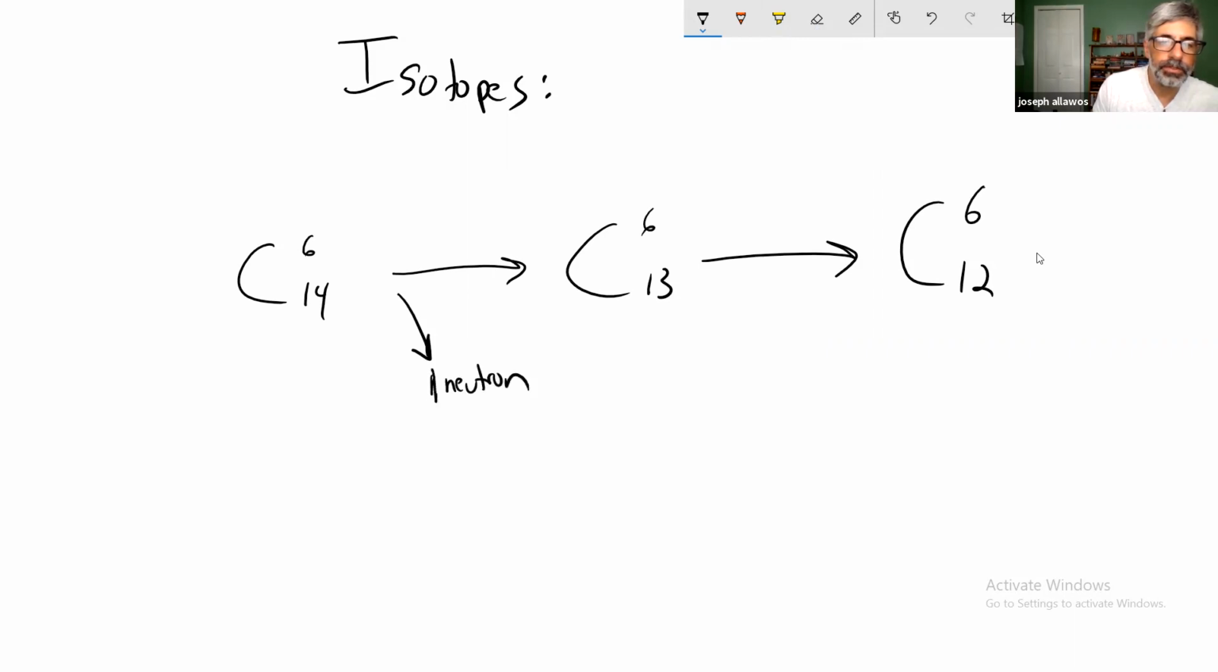Right? So over time, this is time here, okay? And so over time, this C14 will get rid of a neutron, and then a little bit later, it'll get rid of another neutron, and it'll become C12. This is called the decay rate, okay?